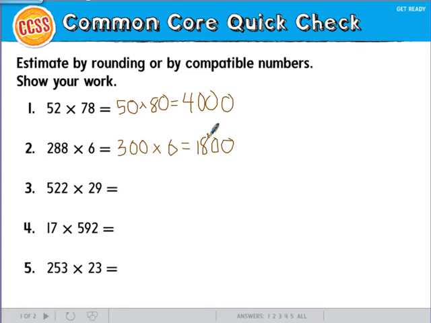Next one, 522 times 9. I mean, times 29, sorry. 522 will round to? 100. 29 will round to? 30. How many zeros? 3. 5 times 3 is? 15.